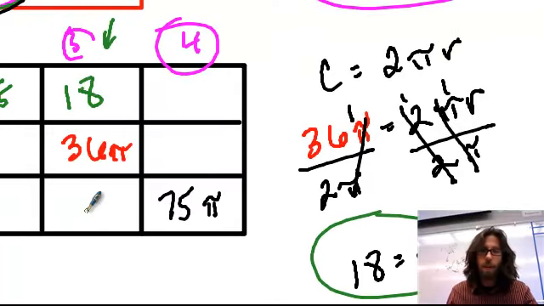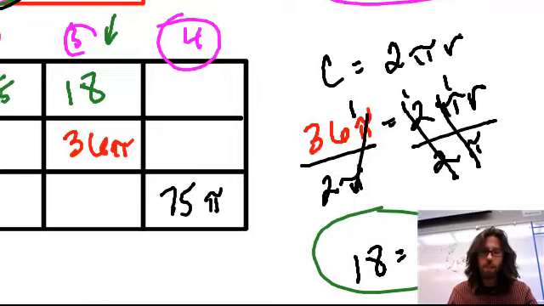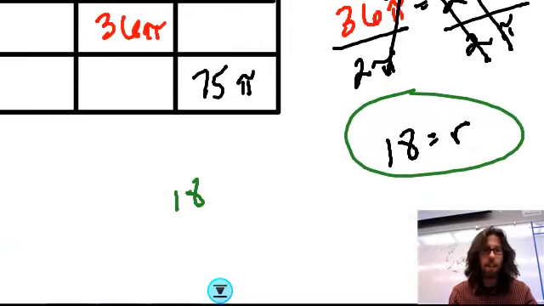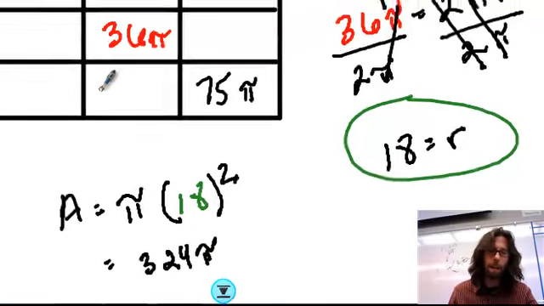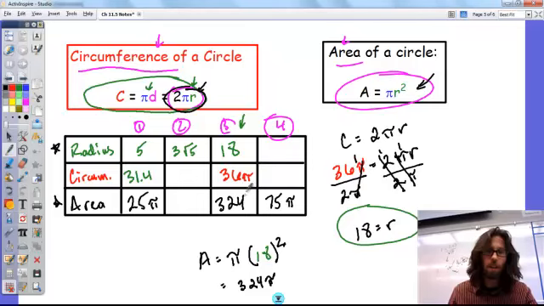And then to find the area, if we know the radius is 18, then I can fill in the rest of the information. I know the area is simply equal to pi times our radius squared. If we go ahead and square out that radius, you might need a piece of scratch paper or at least a calculator, we get 324 pi, and that would be our area.